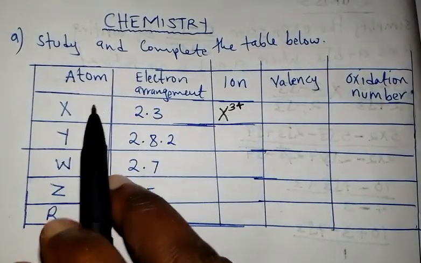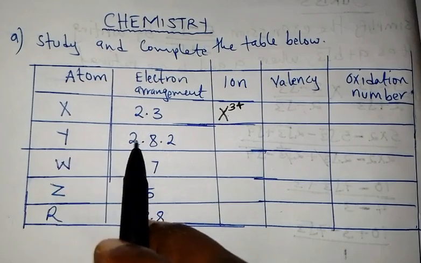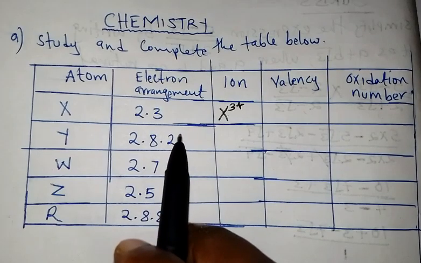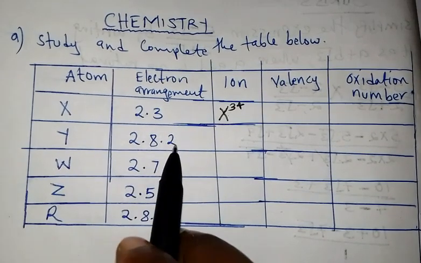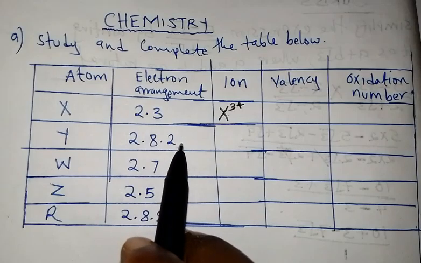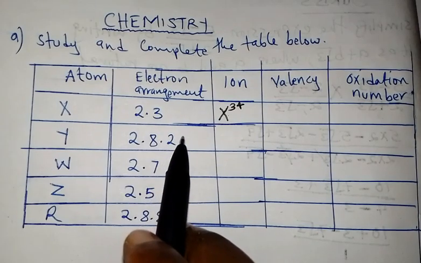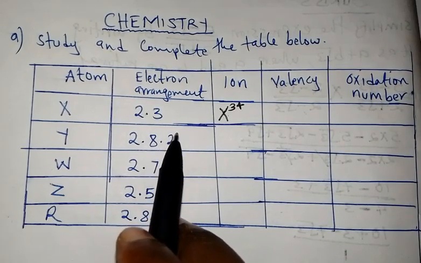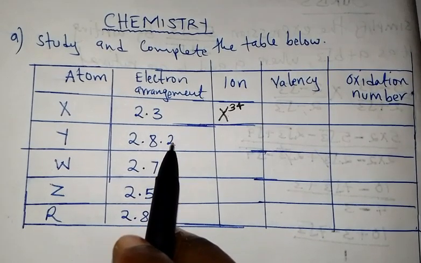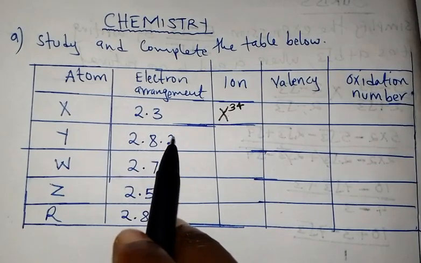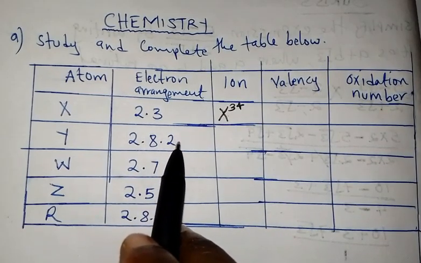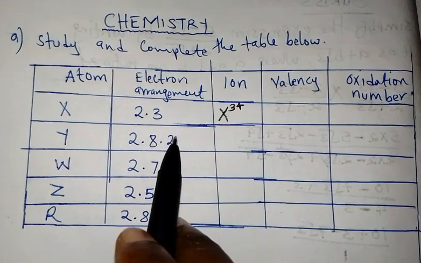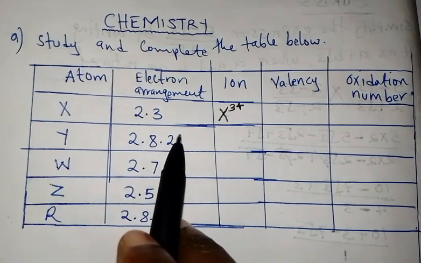Let us look at the second atom, that is the atom Y. The electron arrangement for atom Y, we have 2:8:2. Again, looking at the third energy level, we have only 2 electrons. And for the third energy level to be stable or to be fully filled up, it requires a maximum of 8 electrons. But if you look at the atom Y, it has only 2 electrons, which tells us that for the third energy level to have 8 electrons, we require to add 6 electrons here.